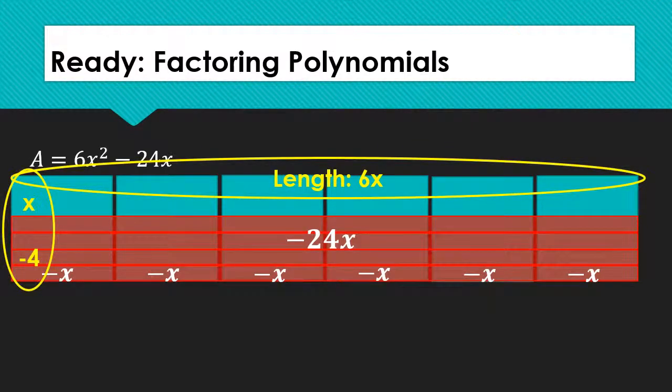That leaves us with the dimensions of our full area model, which have a length of 6x and a width of x minus 4. Another way to think about this is that the 6x is the greatest common factor of the two original terms. So we're factoring out a 6x from the 6x squared, as well as factoring out a 6x from the 24x. That leaves us with the expression 6x times the difference of x and 4.